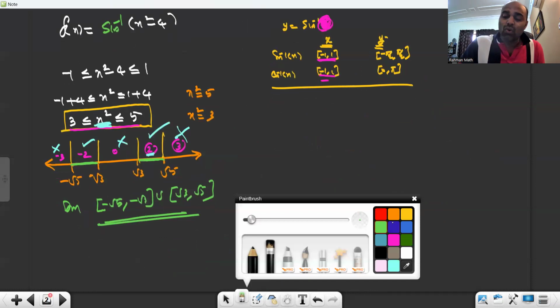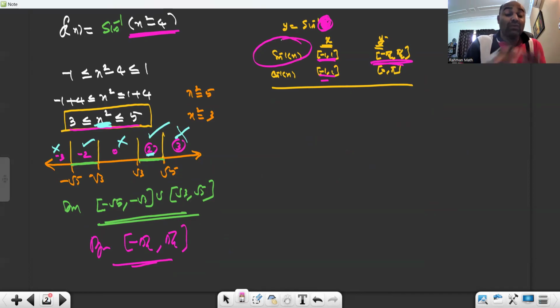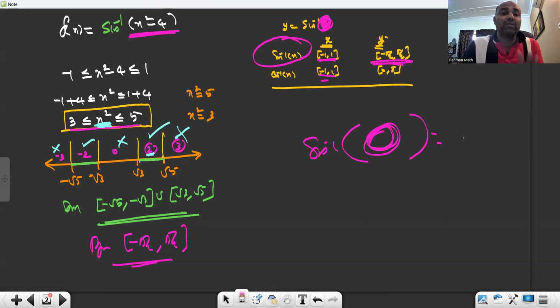Sine inverse x always lies between minus pi by 2 to pi by 2. You can directly write the range: minus pi by 2 to pi by 2, because sine inverse of whatever always lies between minus pi by 2 and pi by 2. This was also asked for 2 marks, I think last year only they asked range. The previous year they didn't ask the range.